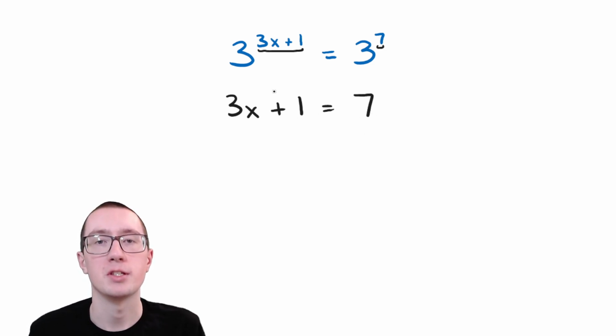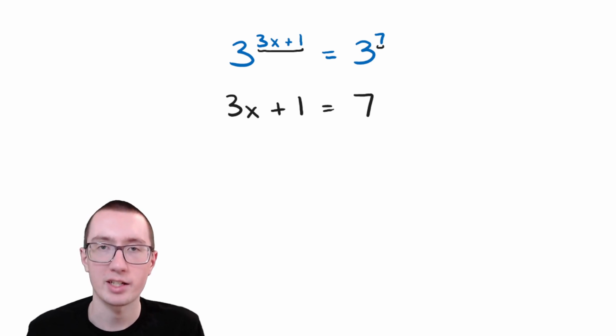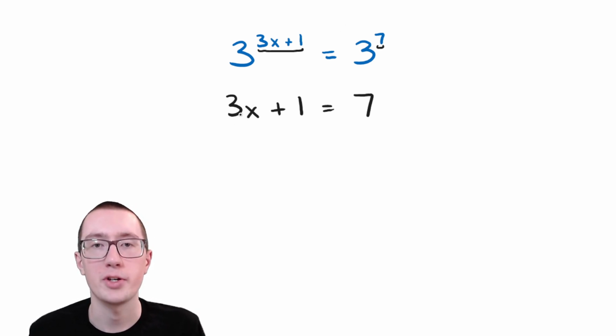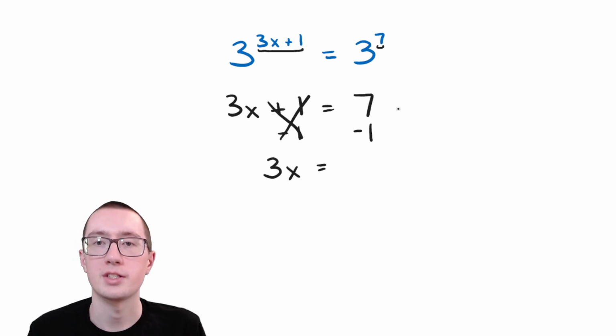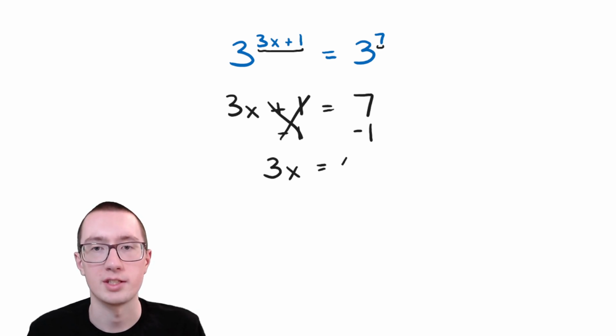And now all we have left is a one-step problem without any exponent. So to get x by itself, we can get rid of this 3 or the plus 1. I'm going to get rid of the plus 1 first because it's less attached to x. So to do the opposite of plus 1, we need to do minus 1 to both sides. These cancel out, and on the left side we just have 3x. And on the right side we have 7 minus 1, which is 6.